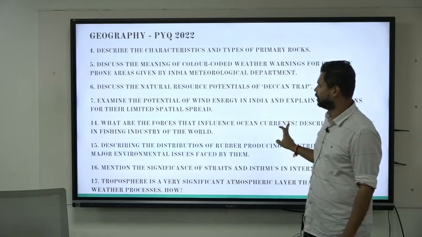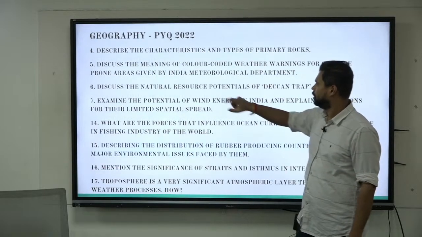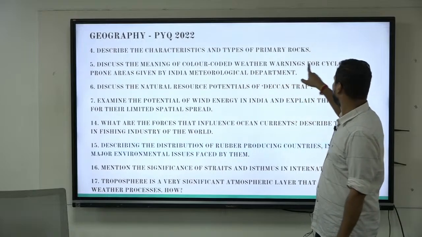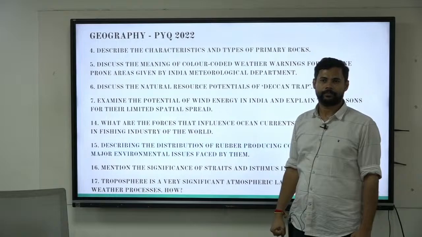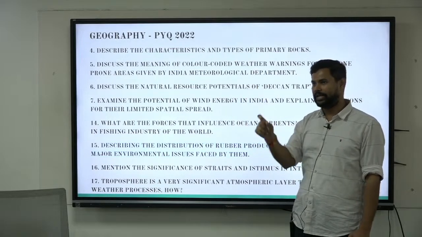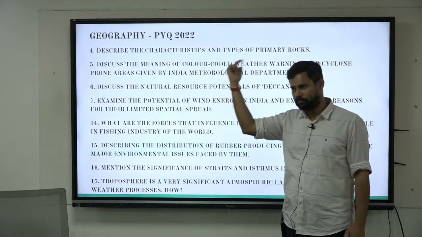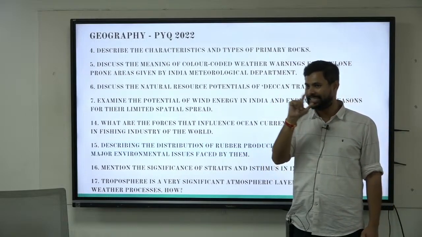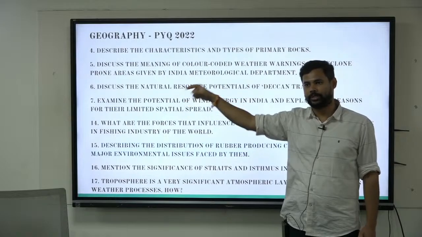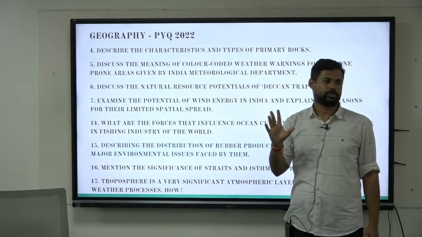Okay, now look at this. Again here, discuss the meaning of the color coded weather warnings for cyclone prone areas given by Indian Meteorological Department. You're understanding this? So disaster management, whatever you have studied in paper 3 also is important for paper 1. Okay, so keep that in your mind. Disaster management as a subject that you will revise in paper 3 will be asked in paper 1 also.